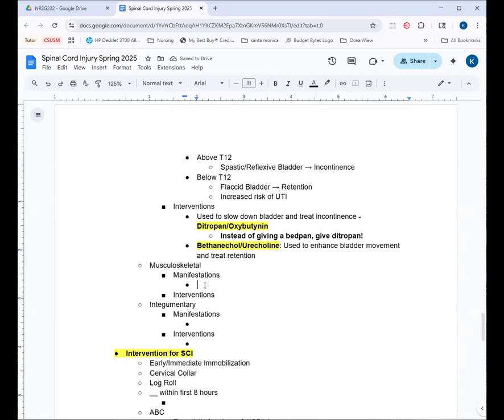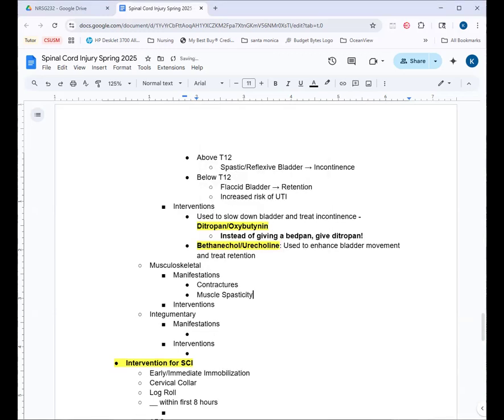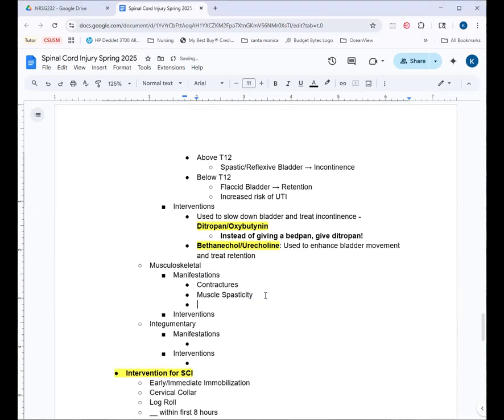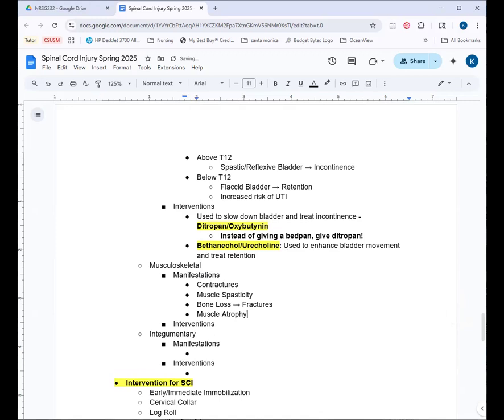All right, some musculoskeletal manifestations that you guys can conjure up. Yeah, you can have some spasticity, contracture if they're not moving it around very much. Bone loss, which could eventually lead into fractures, and muscle atrophy because we ain't moving it. So, I mean, this one pretty much makes sense.